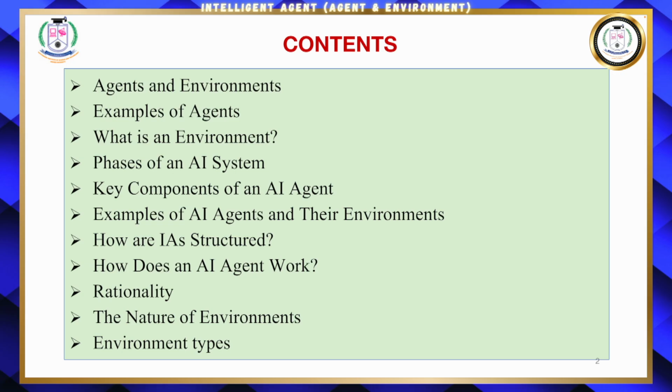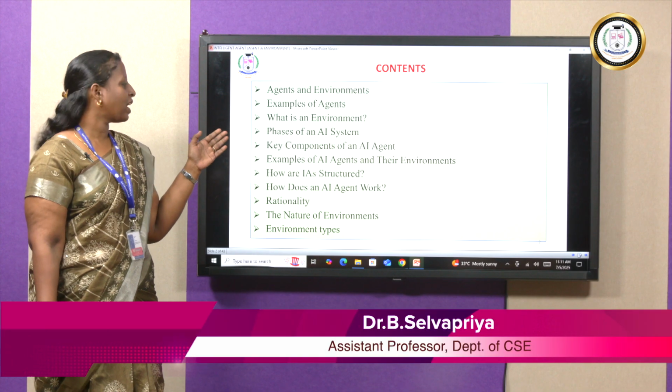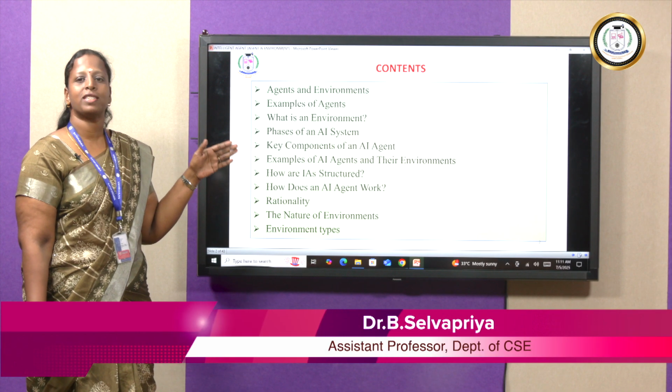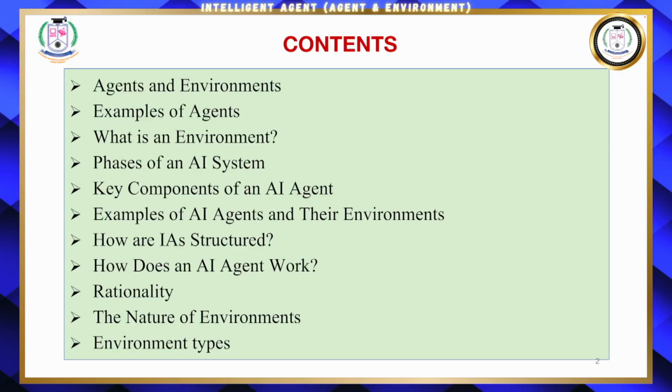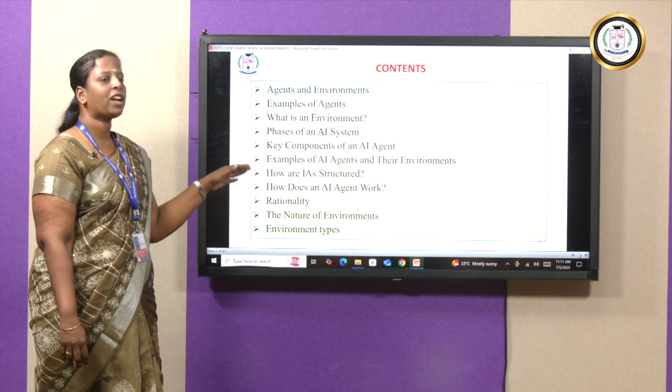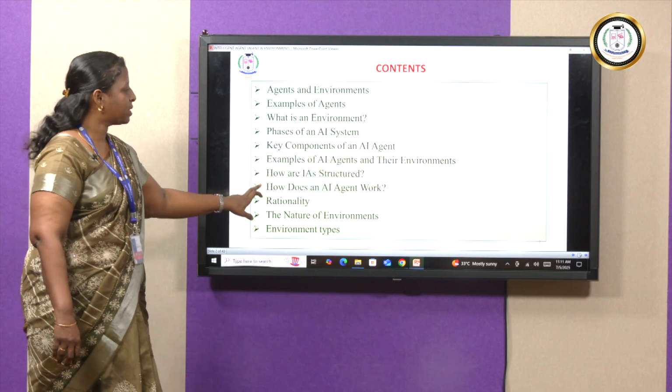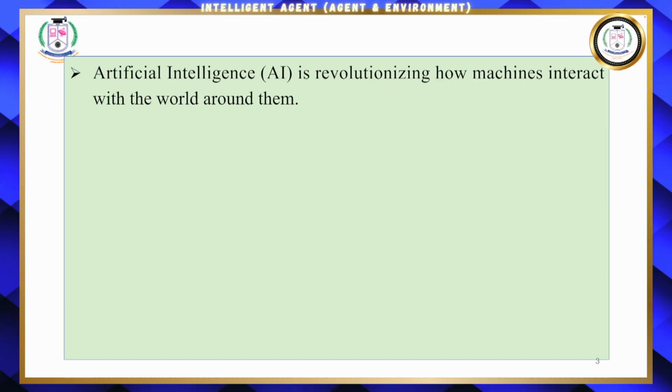So the outline of today's session is agent and environment, examples of agent, what is an environment, phases of AI agent, then we will move on to example of AI agent and environment. Next is intelligent agent structure, how does an AI agent work, and rationality and environment types. So we will see first one is about AI.